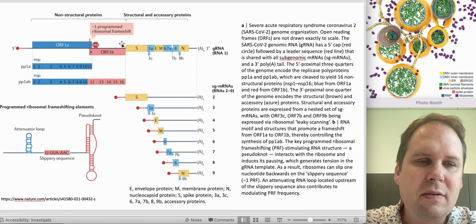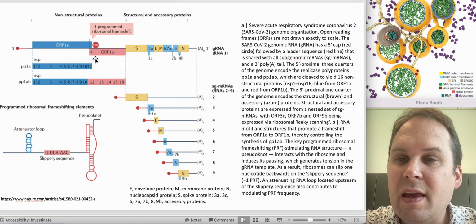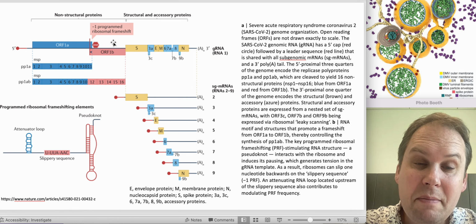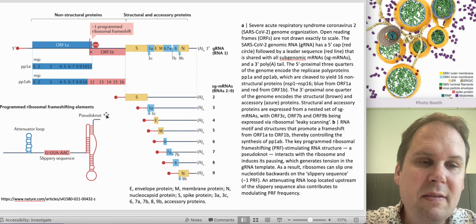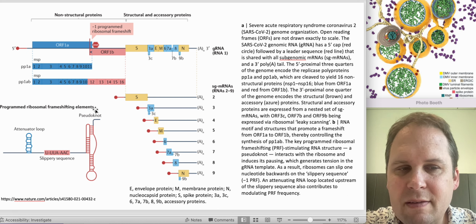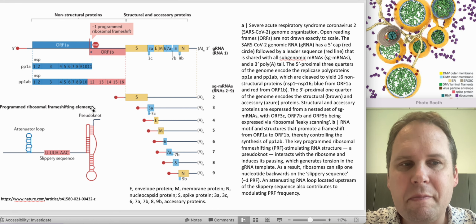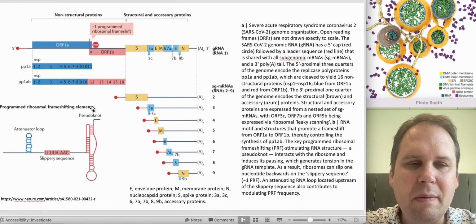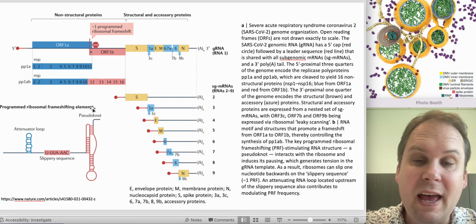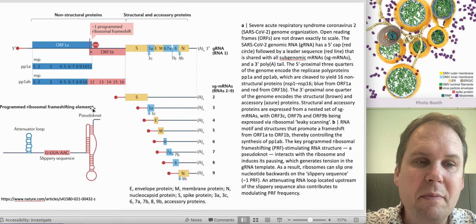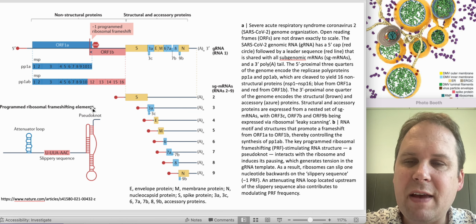There it is going to continue translation. It doesn't happen all the time, and once again, this is somewhere between 20% and about 45% of the time that it will frame shift. SARS-CoV-2 is actually on the higher end of that. We believe it's above 40% effective.